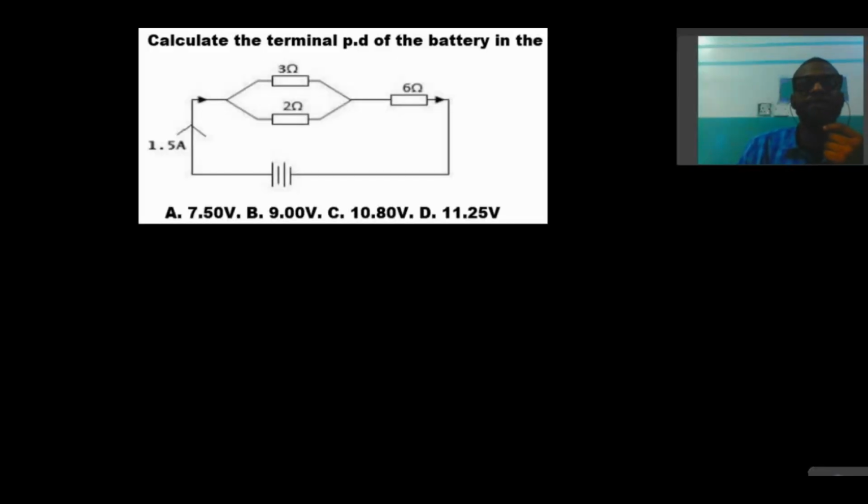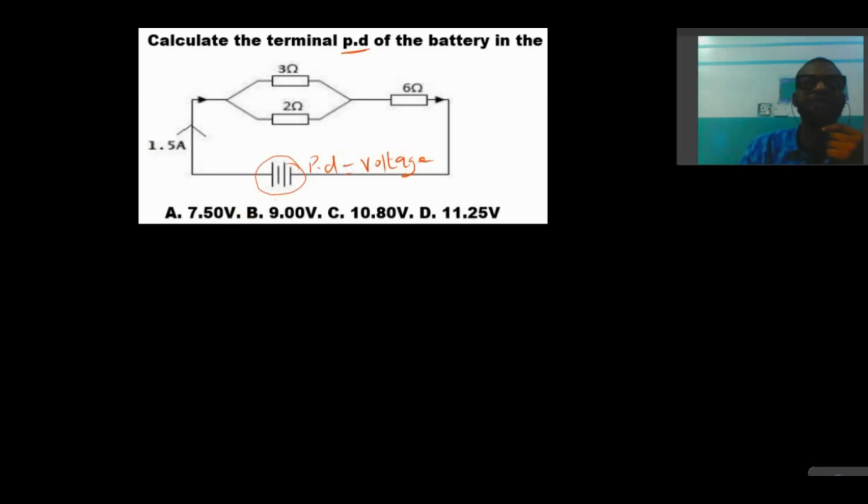Today we'll be looking at a physics question under Ohm's law. The question says: calculate the terminal potential difference of the battery in the circuit below. So this is the circuit and this is the battery. We are to calculate the potential difference of the battery. Another word for potential difference is voltage. We have to calculate the voltage of this battery.